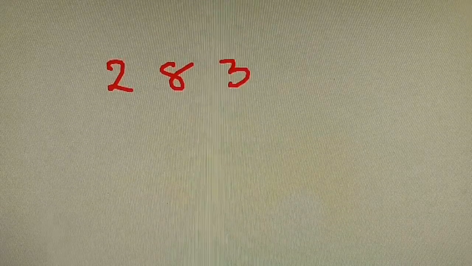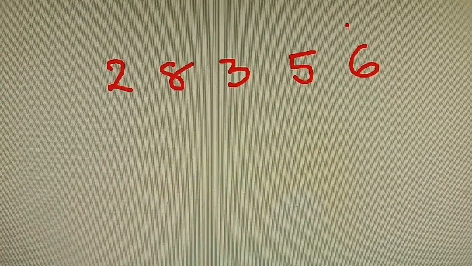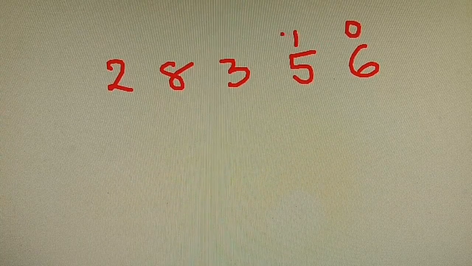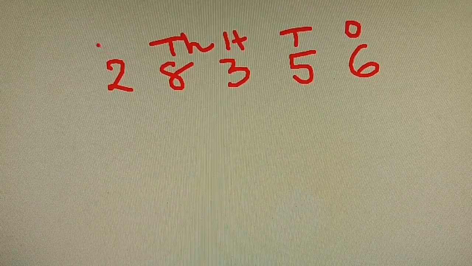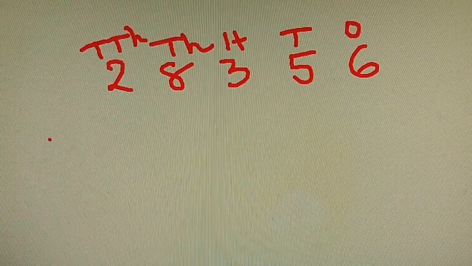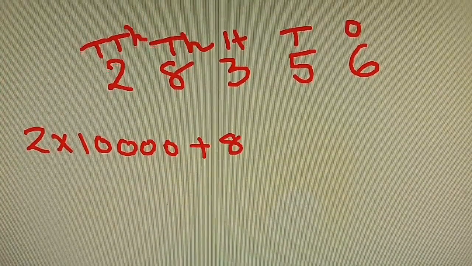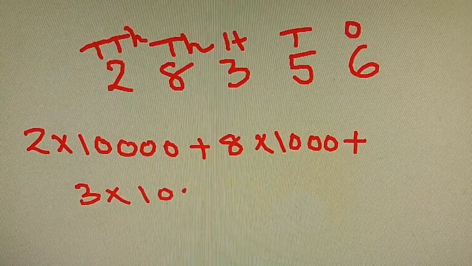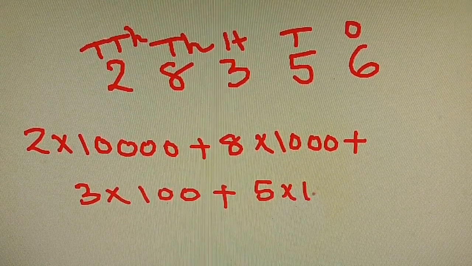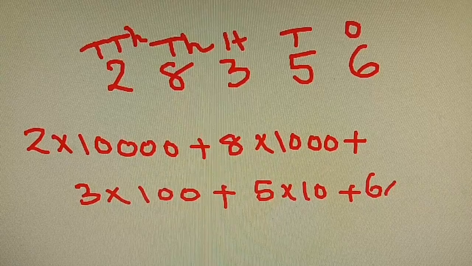Here the number is 28,356. We know the number 6, that is in ones place, 5 in tens place, 3 in 100 place, 8 in 1000 place, and that 2 in 10,000 place. So the expanded form of this number is 2 into 10,000 plus 8 into 1000 plus 3 into 100 plus 5 into 10 plus 6 into 1.